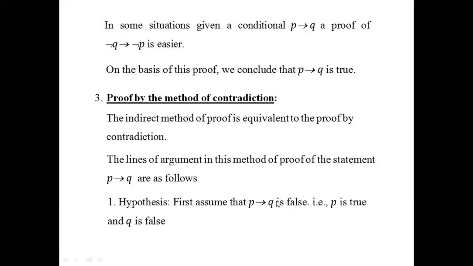If P conditional Q has to be false, then P must be true and Q must be false. 1, 0 implies a 0. So that is the reason P conditional Q is concluded as false, meaning P should be true and Q should be false. This is our hypothesis.